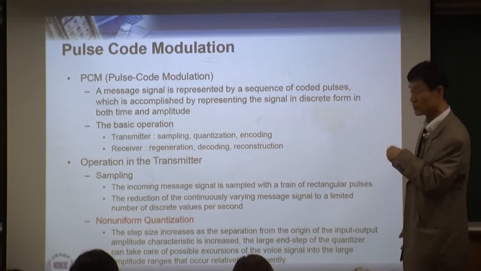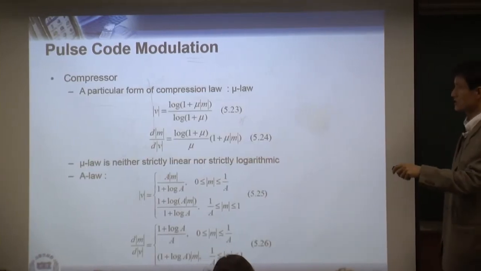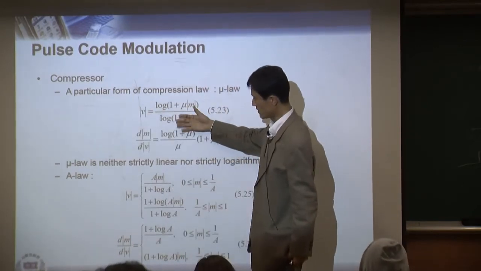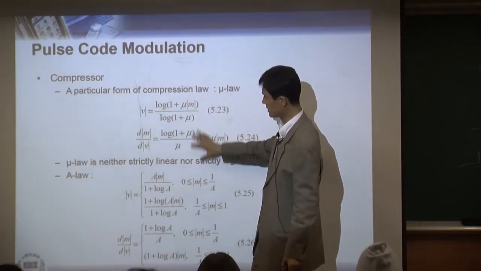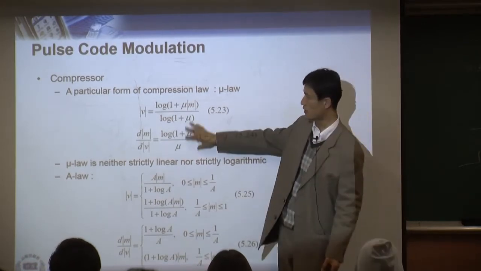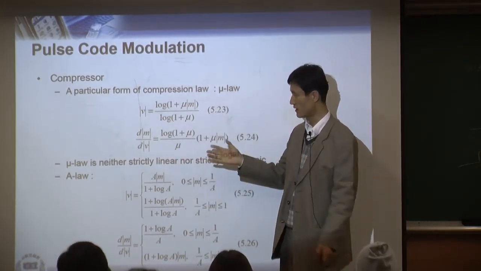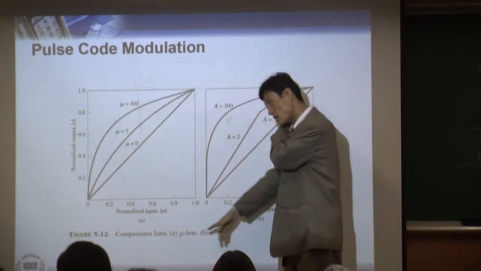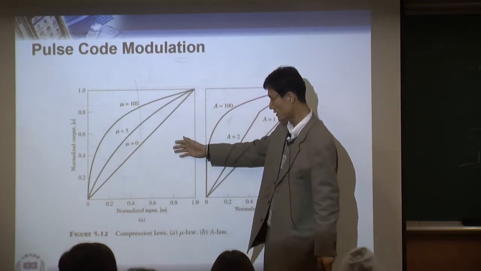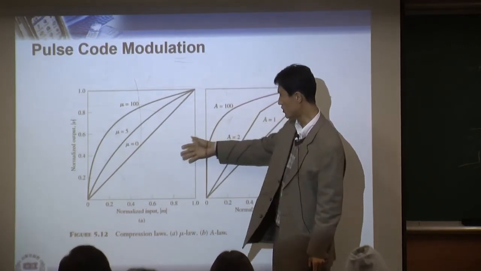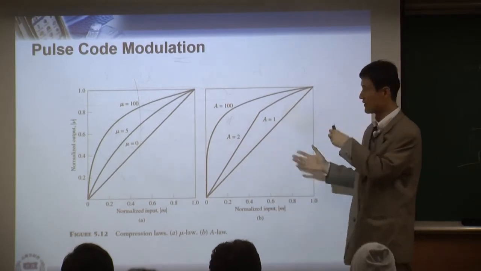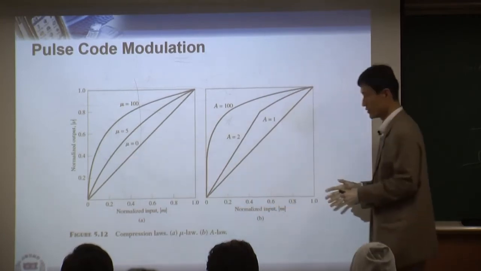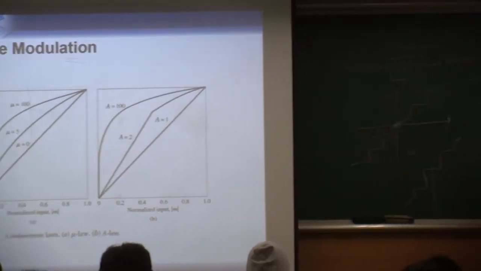To do that, we need to do this compression. We call it a compressor. This equation here and this equation are called the mu law and the A law, and they are simple equations for how to do compressing. Let me tell you what that means by graph here. These are the compression laws: this is the mu law, this is the A law. This graph looks like a log function. This is how to change this signal into that one.